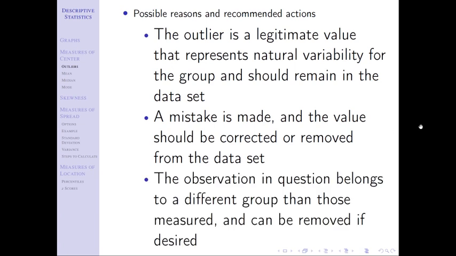That last option is that the observation belongs to a different group than those measured. It's not actually the same. This goes back to that representative sample that we talked about previously. It's actually just not part of the same group. It's its own special entity.